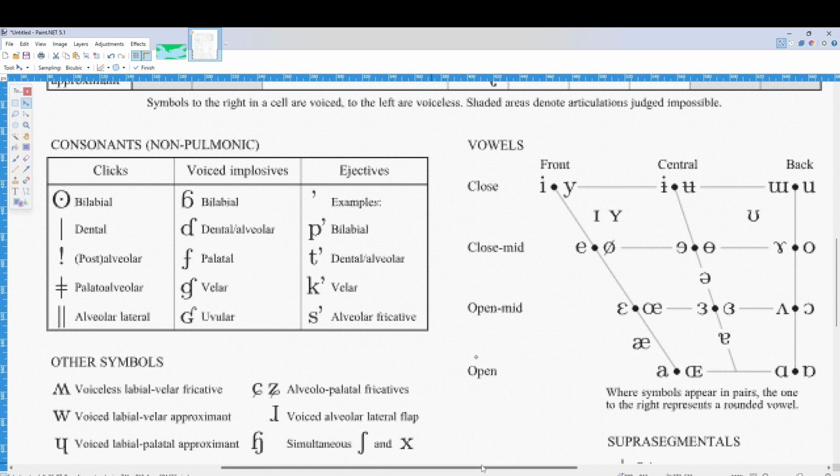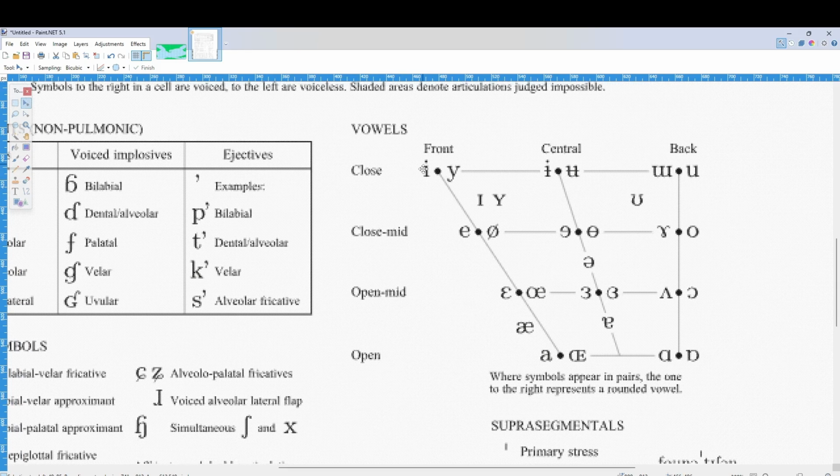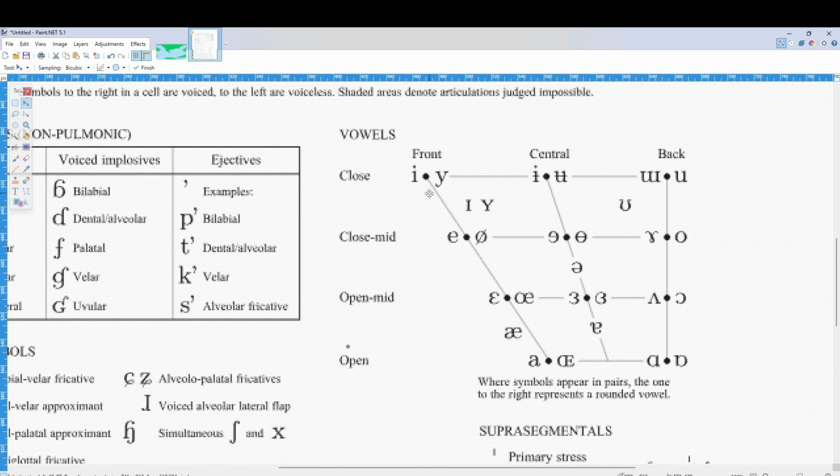Okay, vowel time. So this is just a map of the mouth. Closed vowels are basically where your mouth is really closed, like saying ee, like if you're at the dentist. That's the i right there. Then just like with the voicing on the consonants, symbols on the left are unrounded and on the other side they're rounded. Then we have the front, central, back.